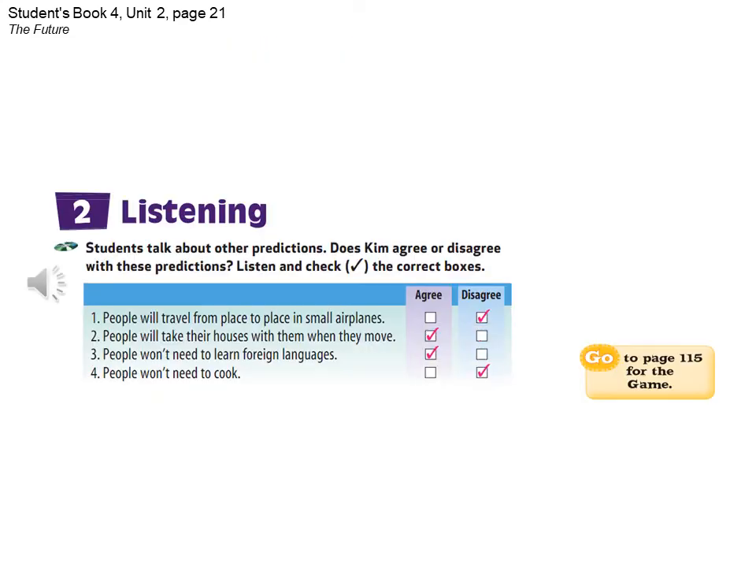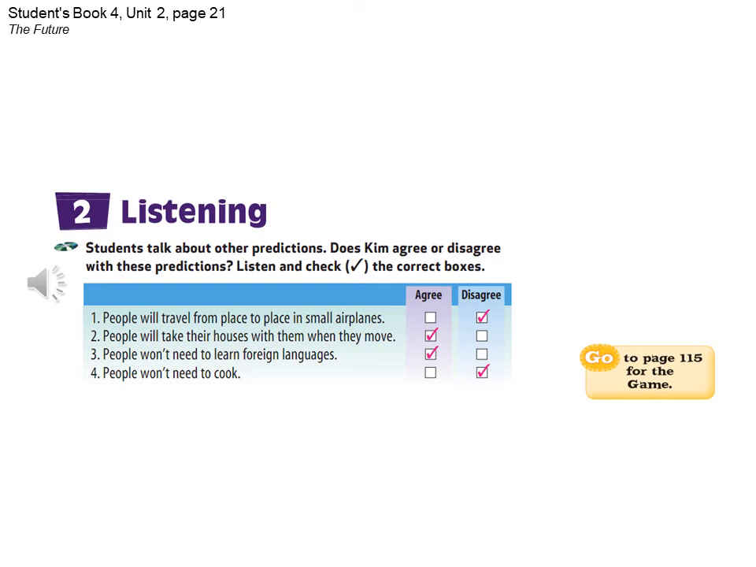Lessons 5 and 6 mini review. Page 21. Exercise 2. Listening. Students talk about other predictions. Does Kim agree or disagree with these predictions? Listen and check the correct boxes.